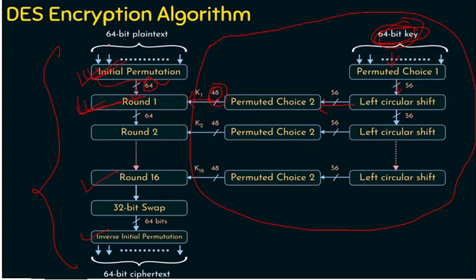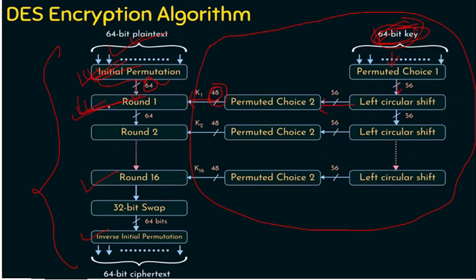First, we have taken the 64-bit input and then a 64-bit key. The 64-bit plain text is sent to the initial permutation. We have just changed the positions. Then we have entered into round 1.